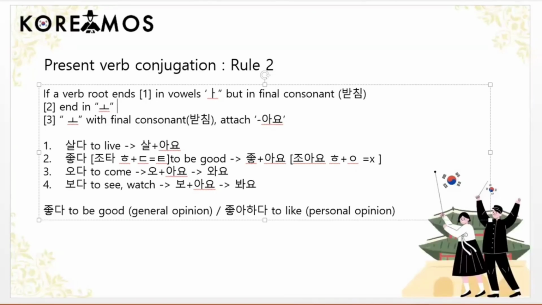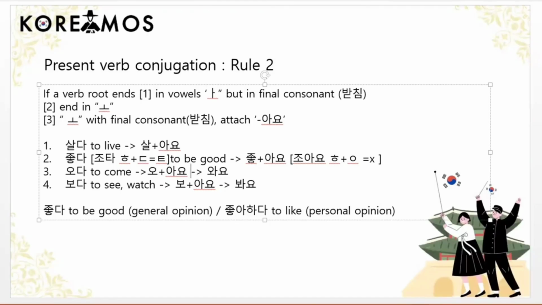Or the verb root ends in 오. Number three and number four, as you can see, the verb root ends in vowel 오. In this case, we attach 아요. However, it's not an exception, but you can make it short. The sound 와요, 보아요 becomes 봐요. 와요 and 봐요.